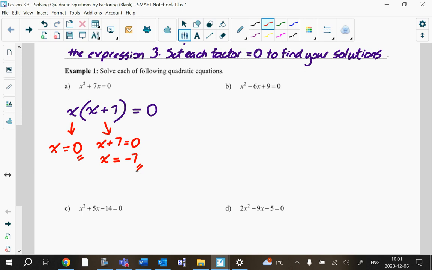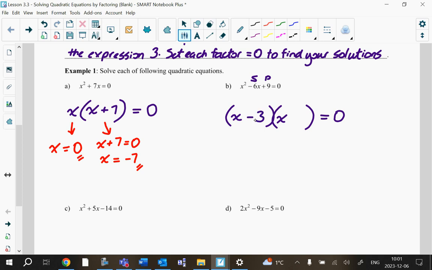So again, just ask yourself the steps. Is everything to one side and 0 on the other in B? Yes. Now factor this. It's a trinomial. It's an x squared trinomial. So it begins with x, and the numbers will have a sum of negative 6 and a product of positive 9. What two numbers multiply to get positive 9, but add to get negative 6? Negative 3 and negative 3, so they happen to be the same.